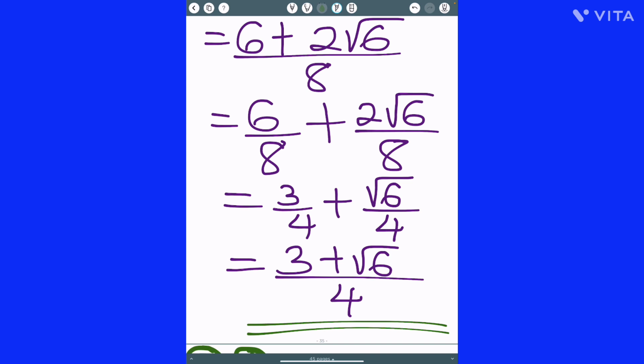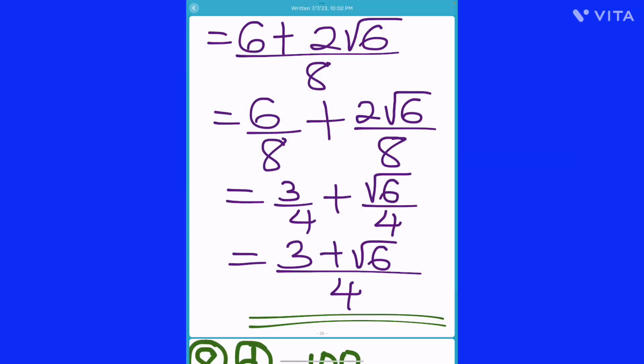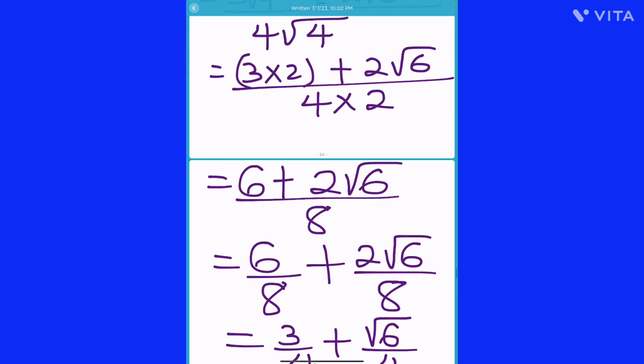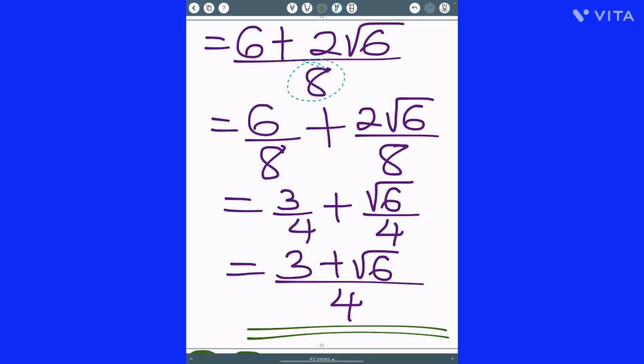So on simplifying, 3 times 2 will give me 6, and 4 times 2 gives me 8. If I break the numerator into 2 and divide each term separately, 6 over 8 is 3 over 4. Then 2 root 6 over 8 will give me root 6 over 4, dividing 2 here by 2 gives 1, and 8 by 2 gives 4. So my answer is 3 plus root 6 over 4 for C.